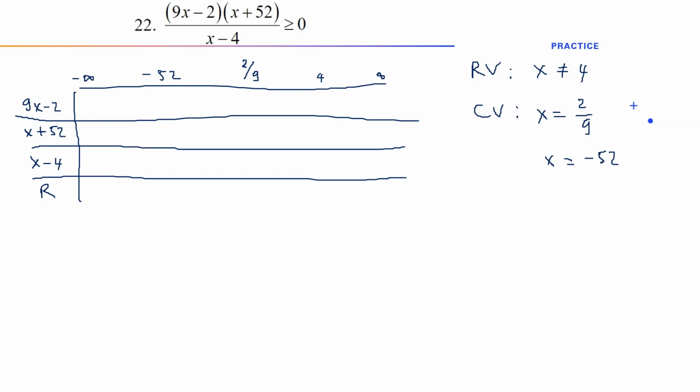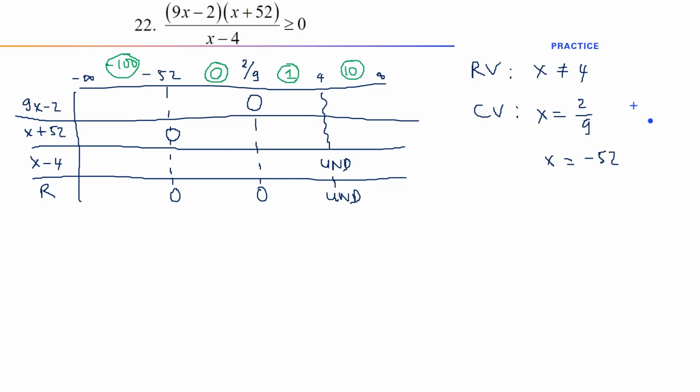Okay, negative 52, that is the critical value where this factor equals 0. This one is undefined. Alright, now we try to find the test numbers: negative 100, 0, 1, 10.